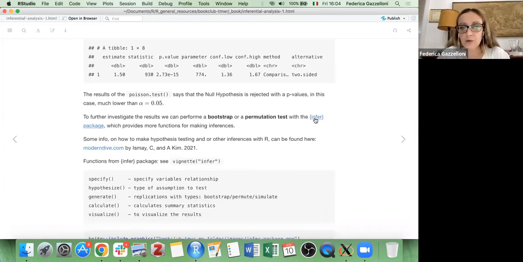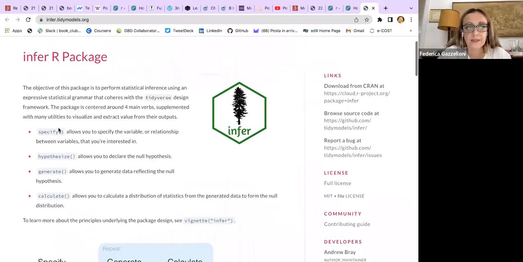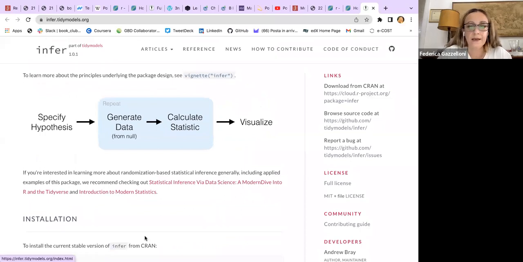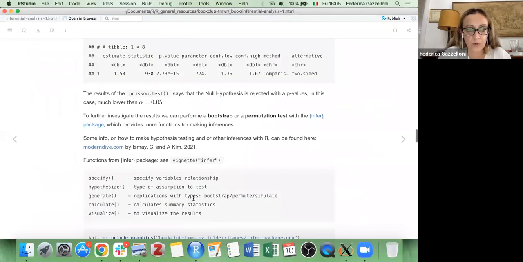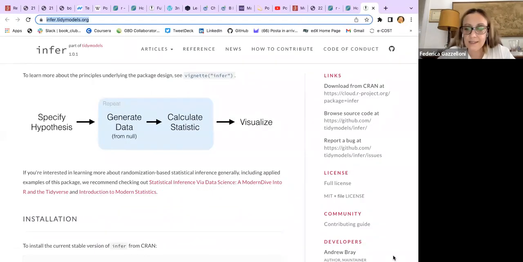And if we go to the vignette of infer, you have lots of information on the infer package. These are the functions that you can use, and they are quite interesting. Then there is moderndive.com, which is a book, and it's very interesting as well. So I put some information in the chat.